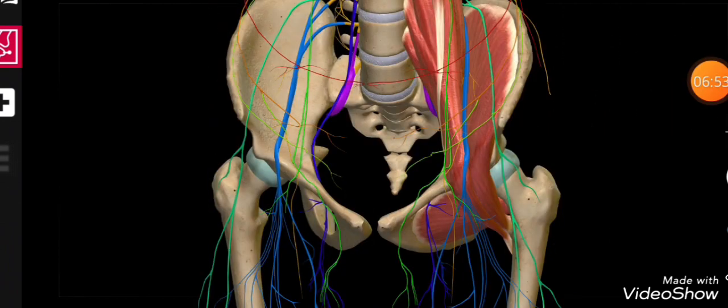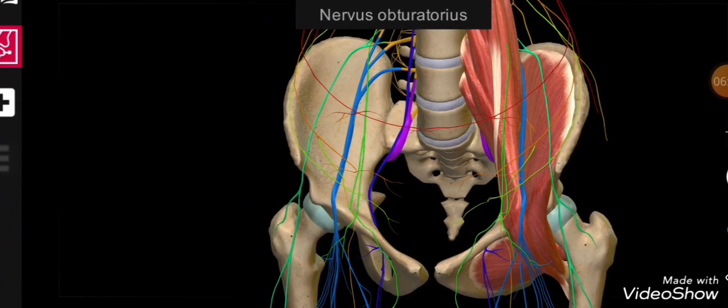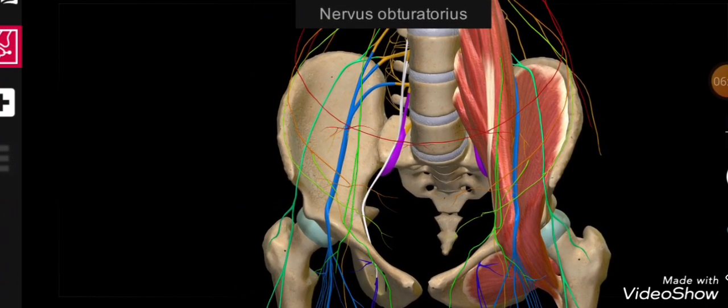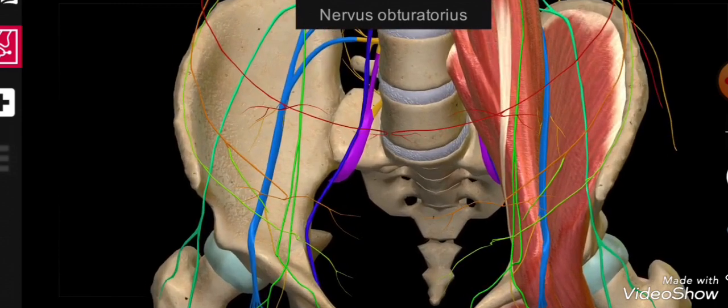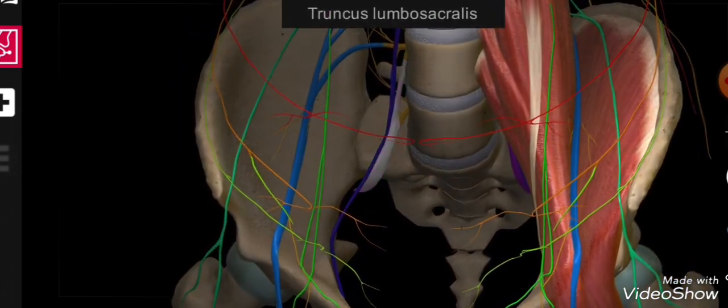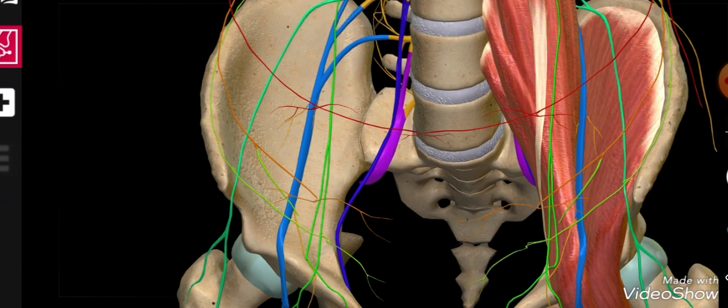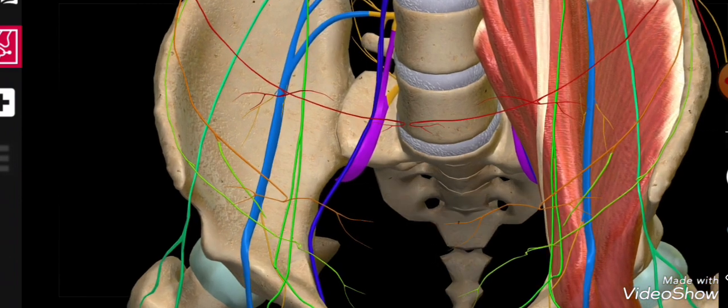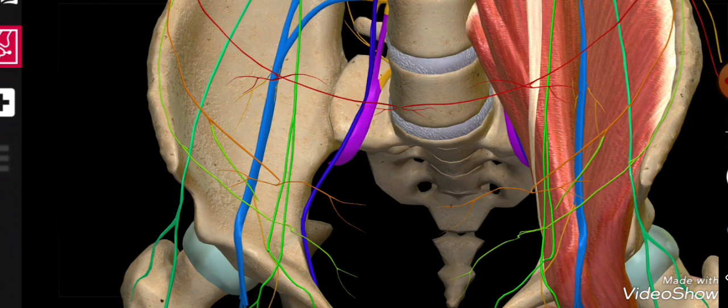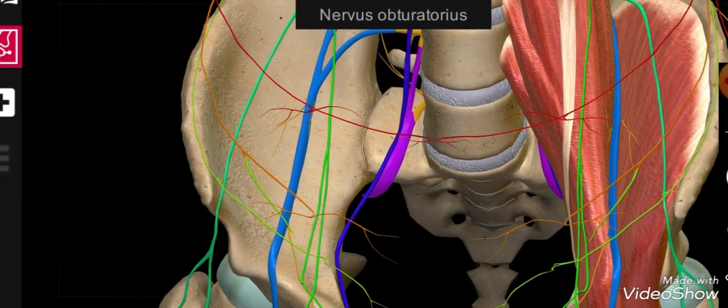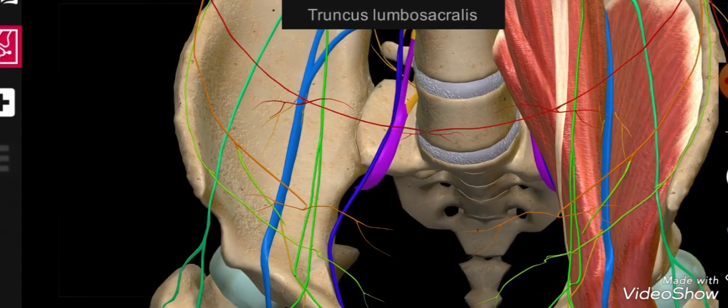Okay, now I have to show you medial to the obturator nerve. Let me mark. This is the lumbosacral trunk, which is formed, if you can recall, by the combination of L4 and L5 nerves. After passing over the ala of the hip bone, it takes part in the formation of the sacral plexus. This is the obturator nerve and medial to it, this is the lumbosacral trunk, right?